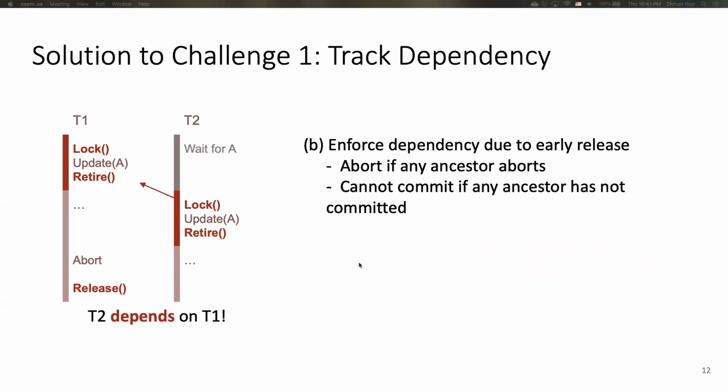Once we keep such dependencies due to early release, we need to enforce that transactions involving dependencies must abort if any ancestor aborts, and cannot commit if any ancestor has not committed yet. Bamboo can satisfy both requirements through how we keep retired lock holders, and you can check our paper for more details. Note that Bamboo is provably correct, and the formal proof is in the extended version of our paper.